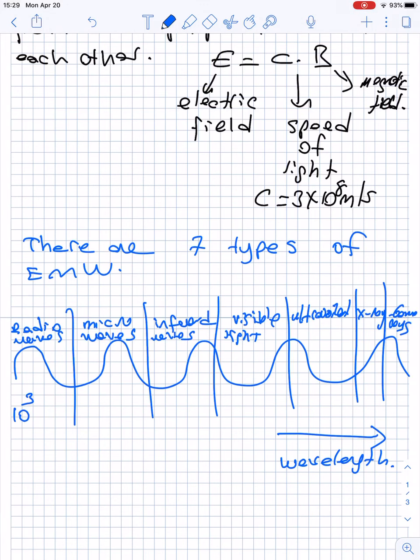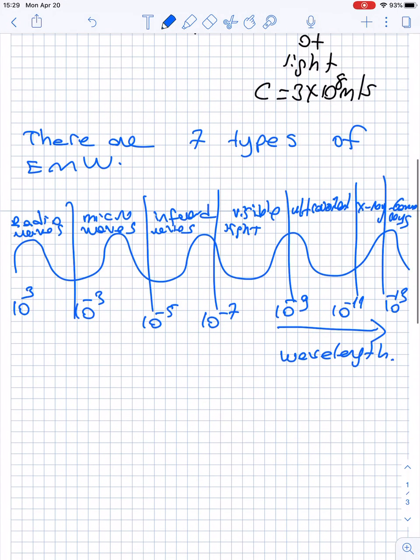Okay, radio waves wavelength is 10 to the power 3, and microwave is 10 to the power minus 3, and infrared waves 10 to the power minus 5, visible light 10 to the power minus 7, and ultraviolet 10 to the power minus 9, and X-ray 10 to the power minus 11, and finally gamma rays 10 to the power minus 13.